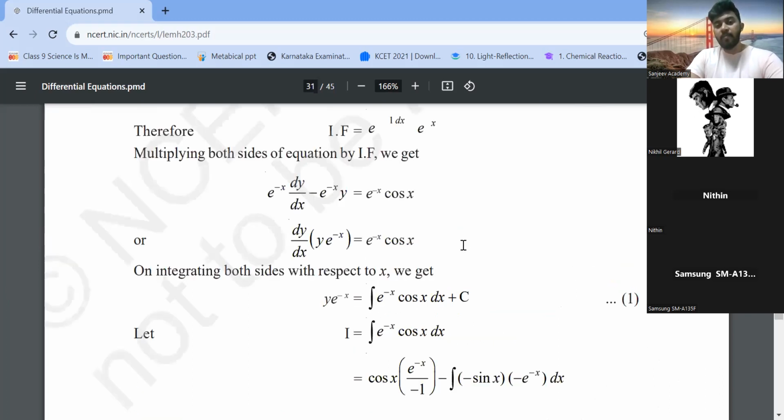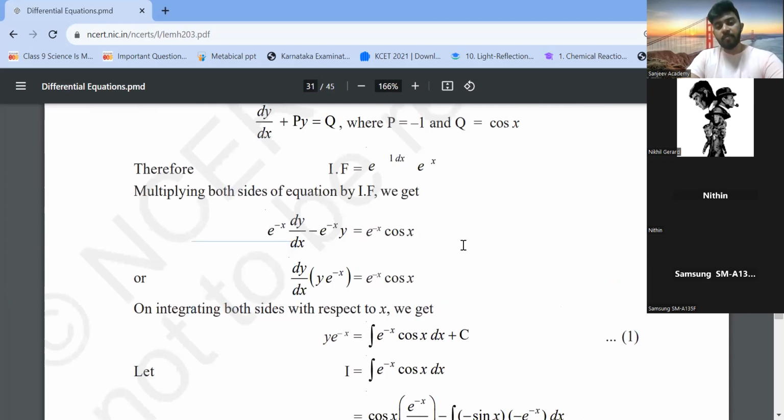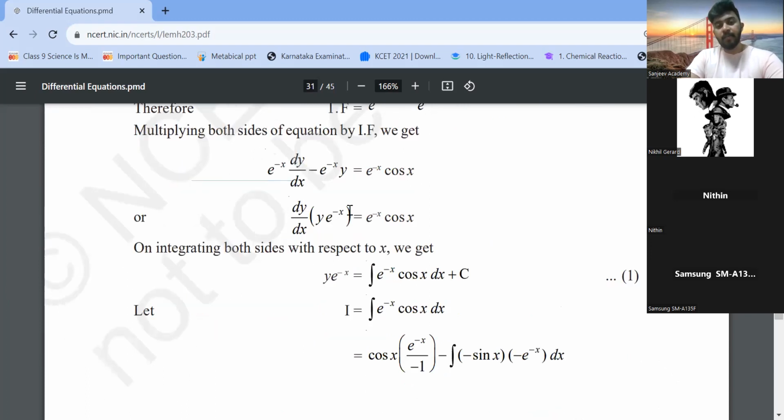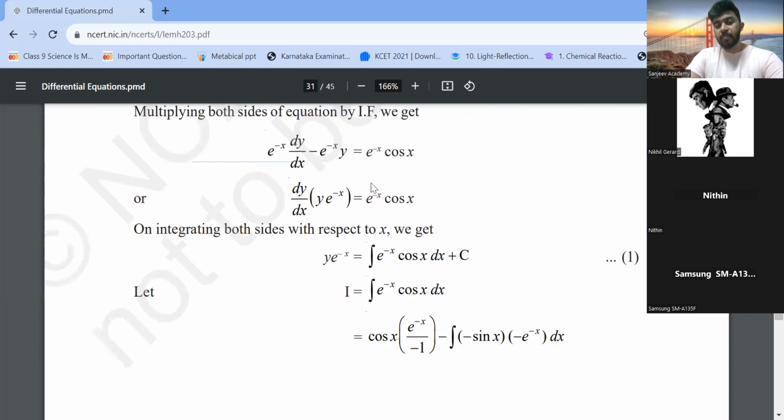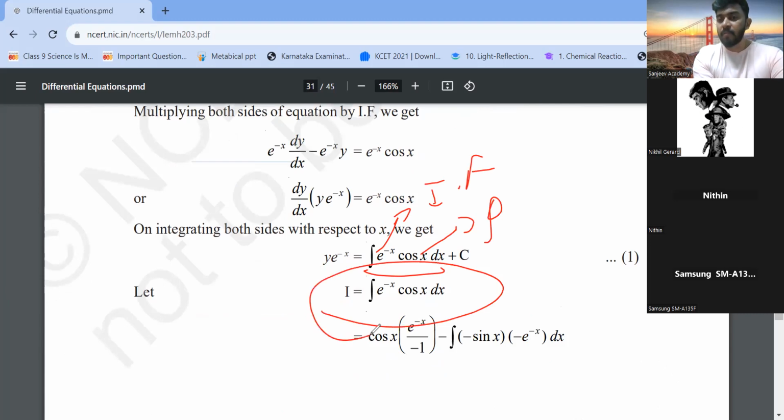And whenever you get this Q.IF, where is my Q? Yeah. So this e power minus x, this is my Q.IF. This is my integrating factor, and this is my Q. Take it as I. Why? In the sense, I is equal to, I'll be doing this by parts, right? This is my I. Correct?